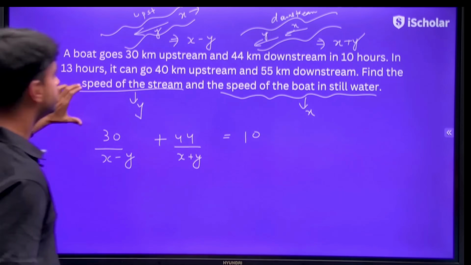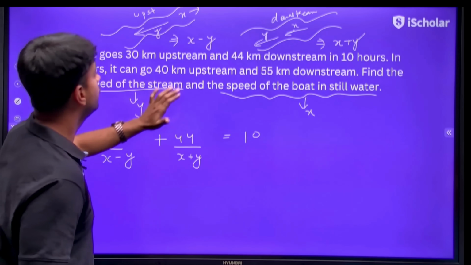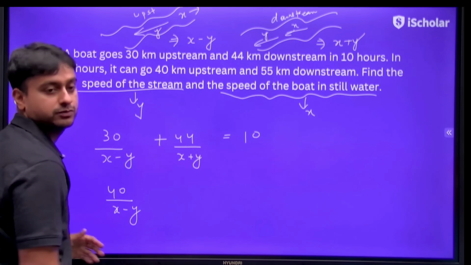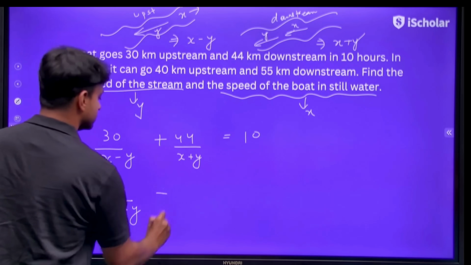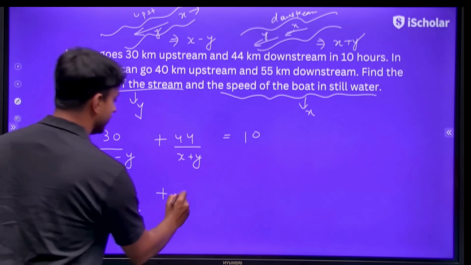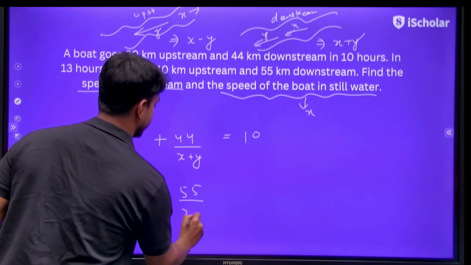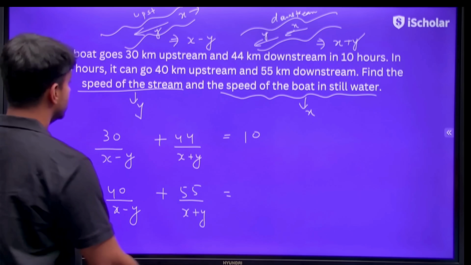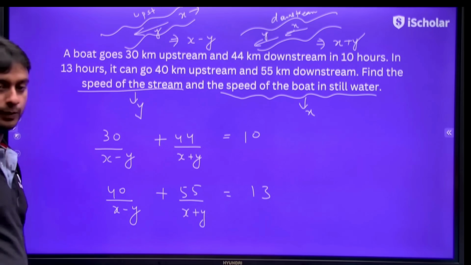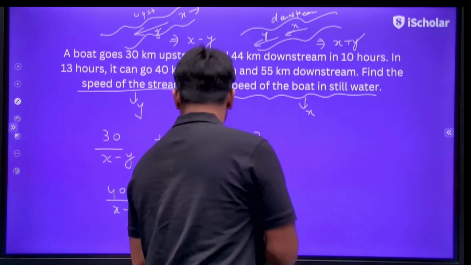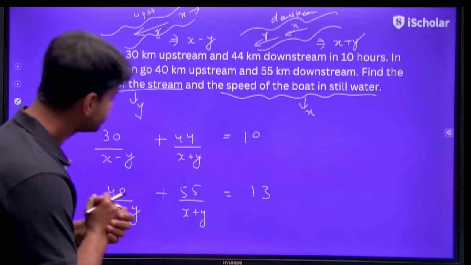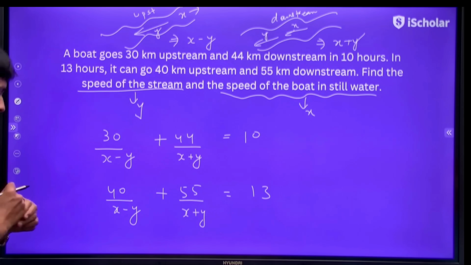The second case, in 13 hours it can go 40 kilometers upstream, that is 40 upon x minus y, plus 55 upon x plus y, equals 13. That's the question. Now we have to solve for x as well as y. We need x and y both. So how are we going to proceed?